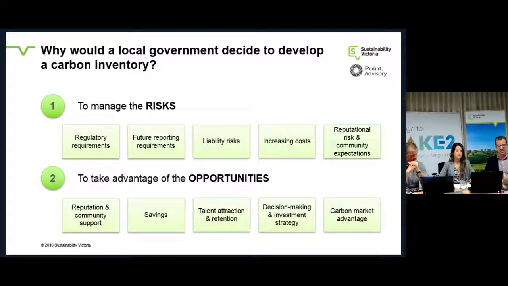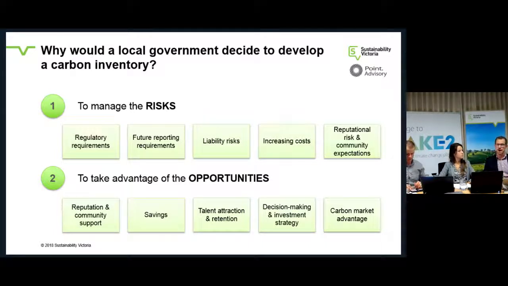In terms of risks, the first one we've got there is regulatory requirements. At the moment, there's not a great deal of regulatory requirement in Australia in terms of climate change. At the federal level, we have the National Greenhouse and Energy Reporting Scheme, which has been kicking around for 10 years now, which is just a reporting scheme. It doesn't require any action to be taken per se. But that scheme doesn't hit local governments, it only hits corporations.